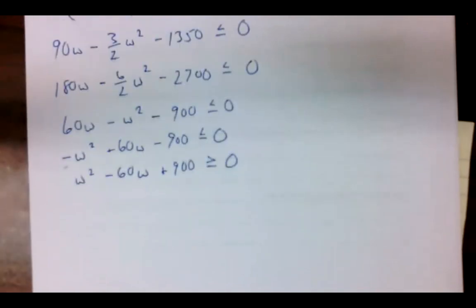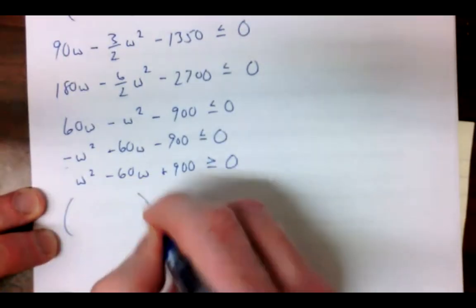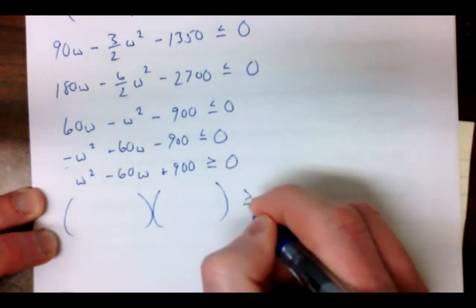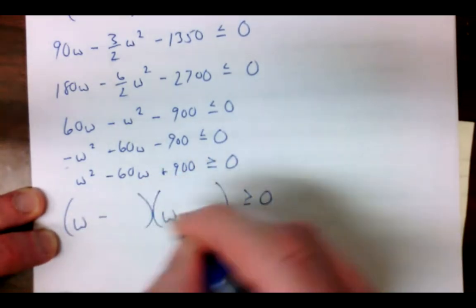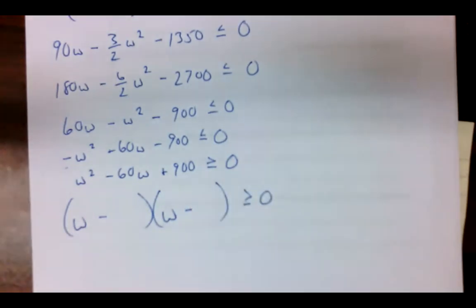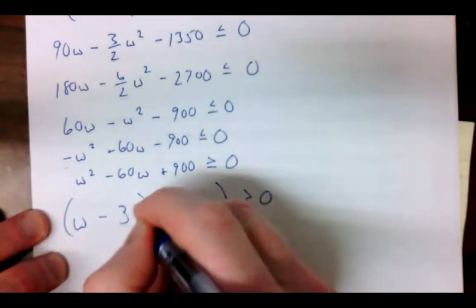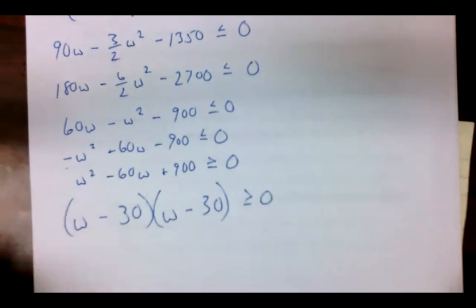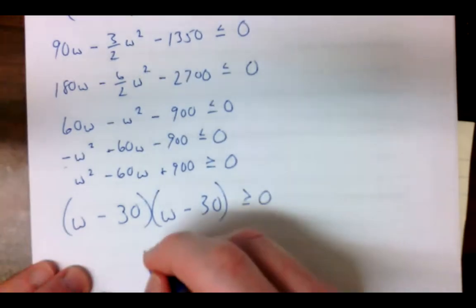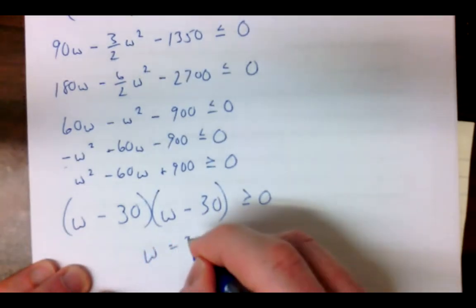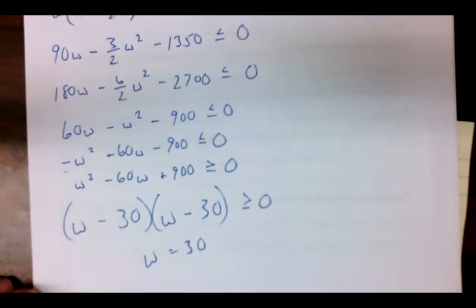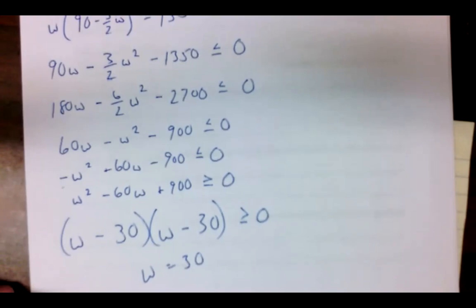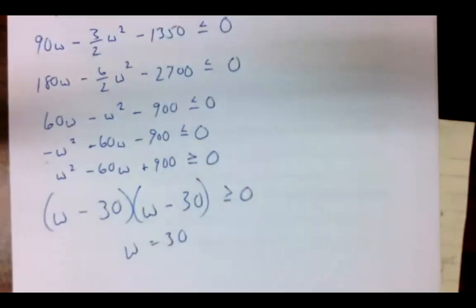And now I factor. W, and these are going to both be negative. Looks like 30 and 30. Well, that's kind of handy. So W equals 30, which makes it kind of handy. And the setup of these questions is always the toughest part.